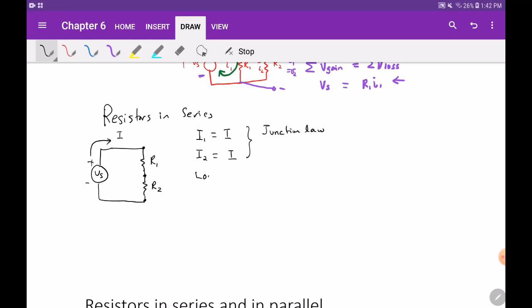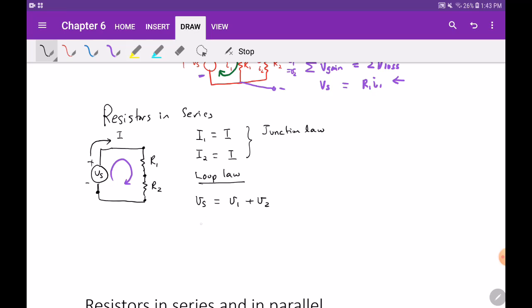And the loop law says, whatever you gain, I like to start from the negative terminal of the voltage source. When you start from here, my loop direction will be this way. That's what I decide to do. I start from here and I gain, because I went through the voltage source. So you have Vs equals, on the right hand side, I can write down all the voltage losses, which is the voltage loss over resistor 1 and the voltage loss over resistor 2.